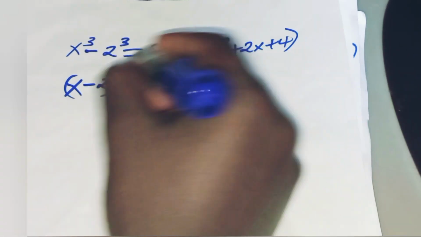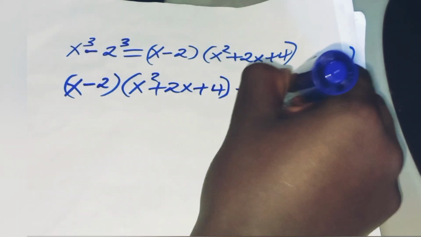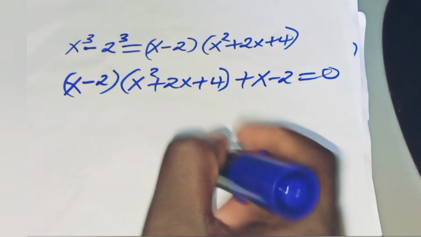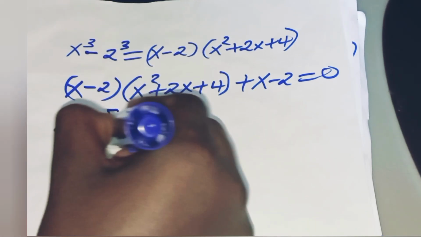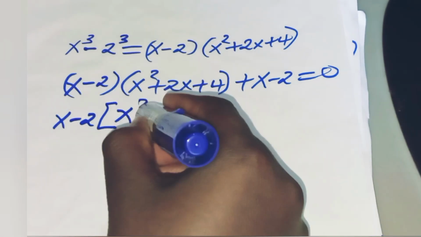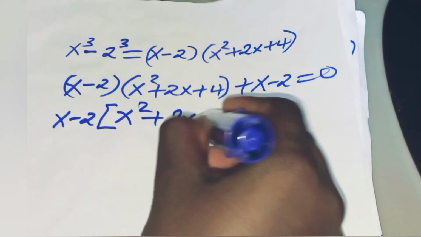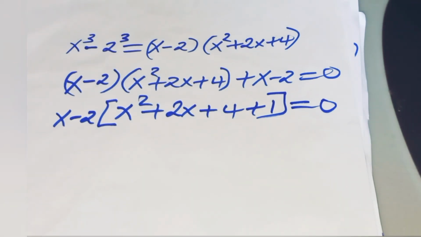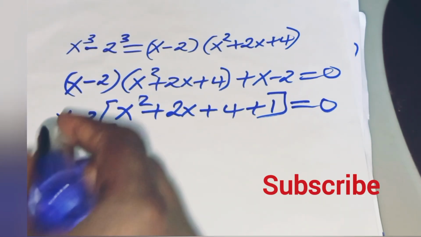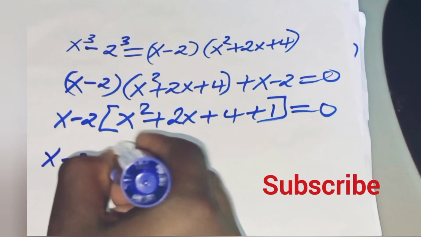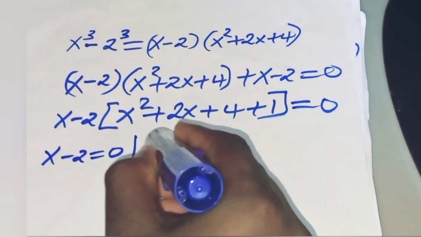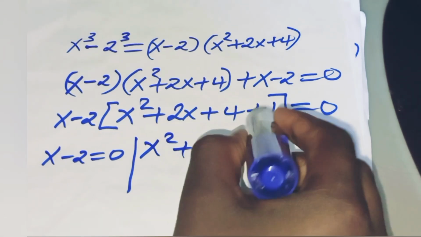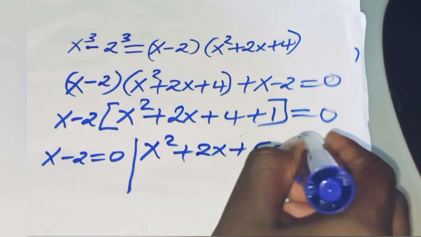Now substituting this back into the equation, we'll have x subtract 2, x squared plus 2x plus 4, plus x minus 2, this is equal to 0. So x minus 2 is common here, so we factor out x minus 2, so that we'll have x to the power 2 plus 2x plus 4, plus 1, all this equal to 0. Now, this means that we have two parts here. The first part is x minus 2 equal to 0, and the second part is x squared plus 2x plus 4 plus 1, this is plus 5, equal to 0.